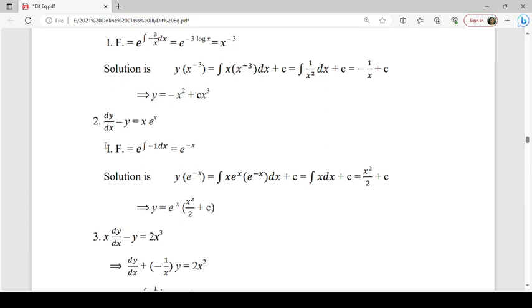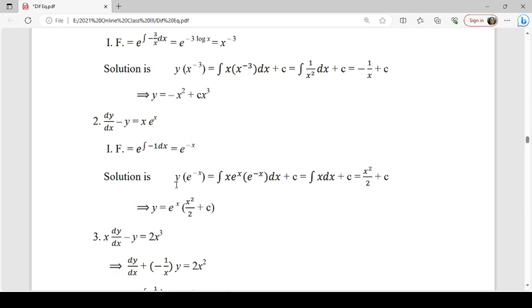In number 2, what do we have? dy/dx, then p is here minus 1, and q is x into e to the power x, it is a function of x, so this is q. So the integrating factor is e to the power integration of minus 1 dx, p is here minus 1, so it is e to the power minus x.